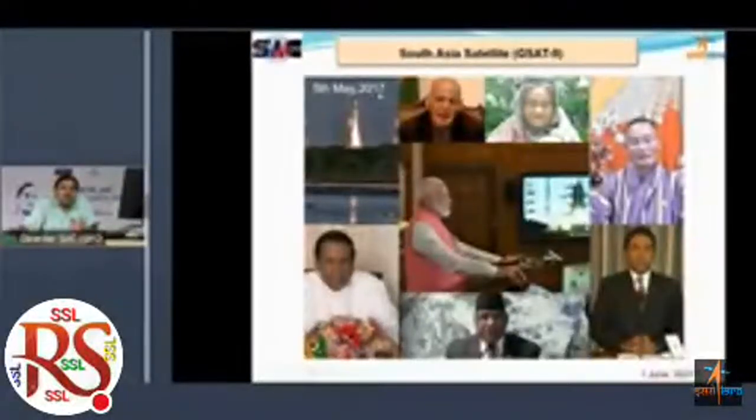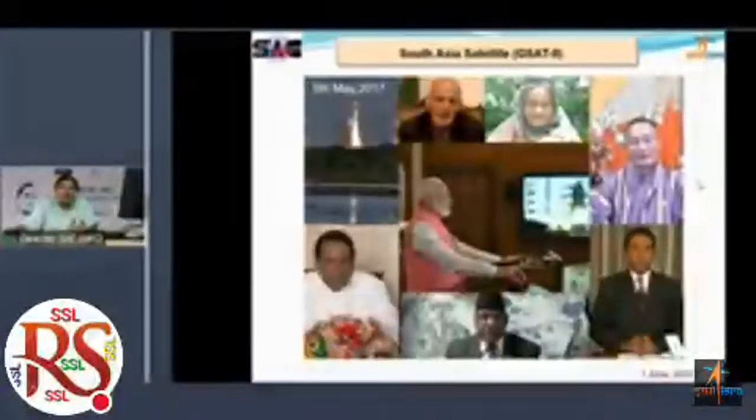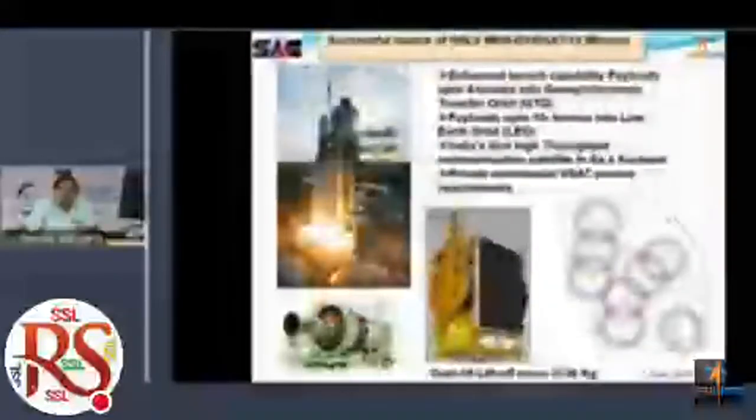Immediately after launch on 5th May 2017, almost 4 years back, our Prime Minister conducted a video conference, again through satellite, and offered this satellite for use by all our neighboring countries: Afghanistan, Bangladesh, Nepal, Bhutan, Sri Lanka, and everybody is now using this satellite as a gift from India.